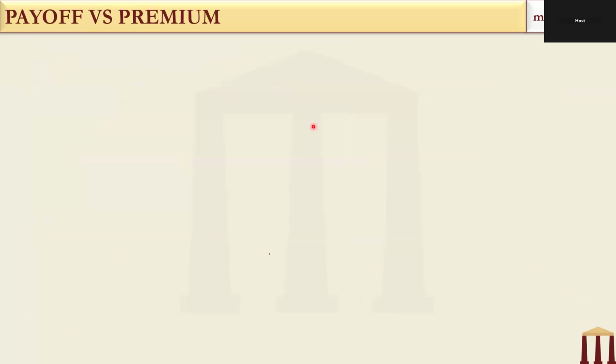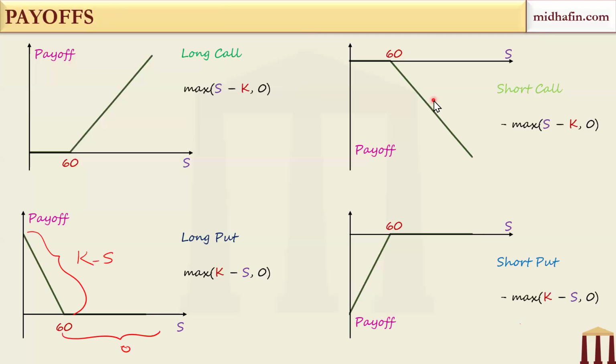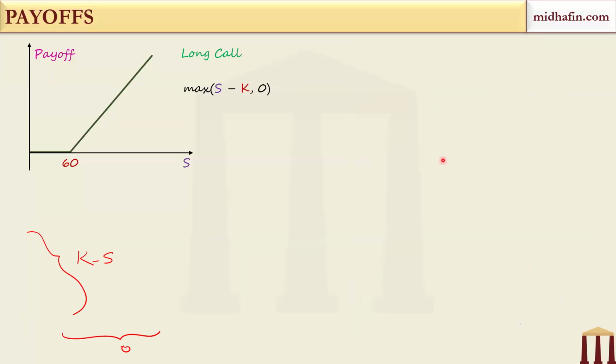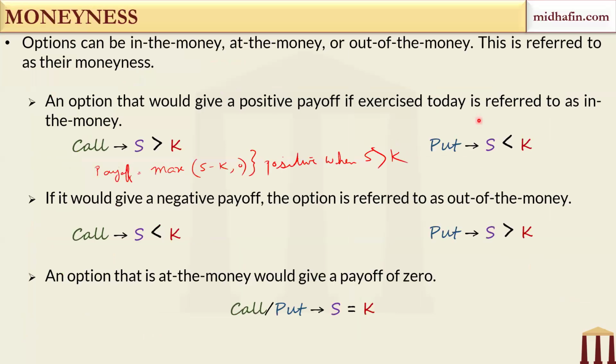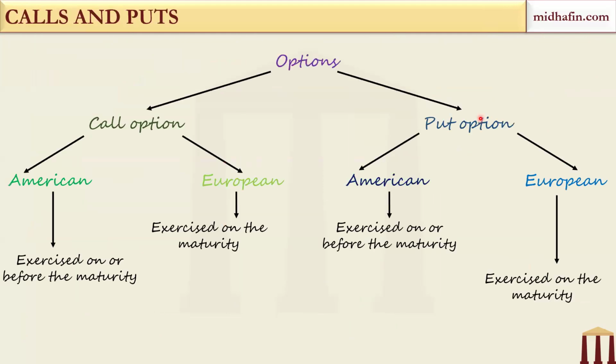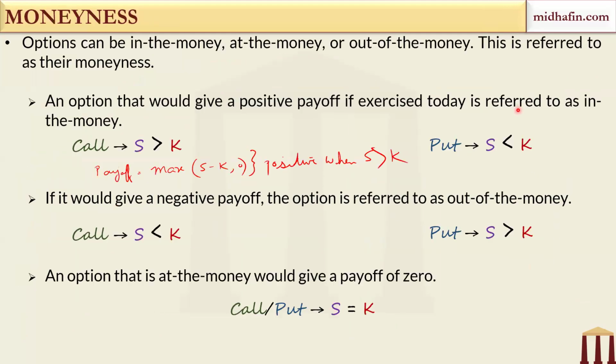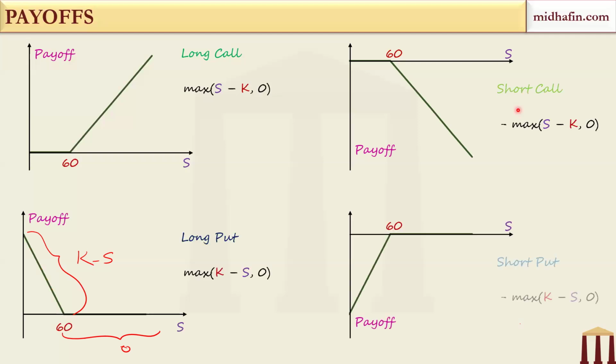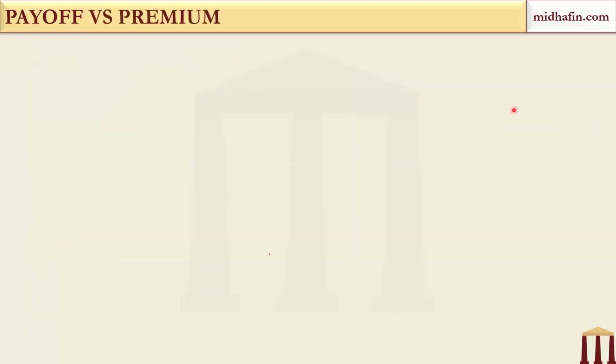So payoff versus premium. Now let's talk about it. I think this was interfering with the screen, if I'm not wrong. So this diagram I'll just show once again. This is the diagram which we have drawn. This was the first slide. This was the second slide, sorry. If there is any interference from the dialog box on the right hand corner, I've just minimized it. Anyways, let's now deal with payoff versus premium.